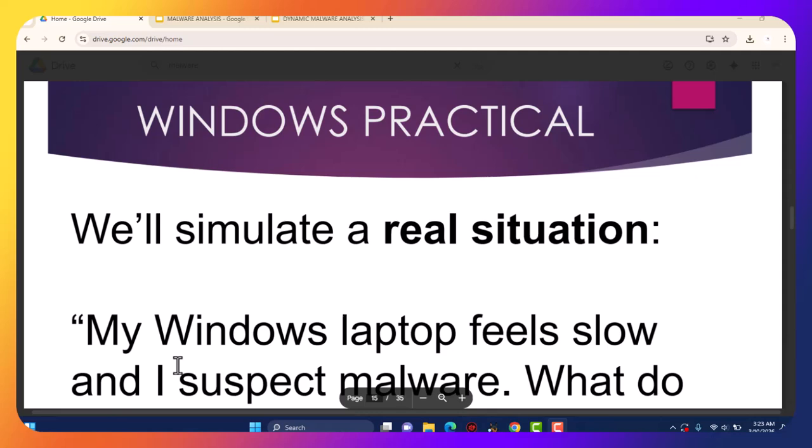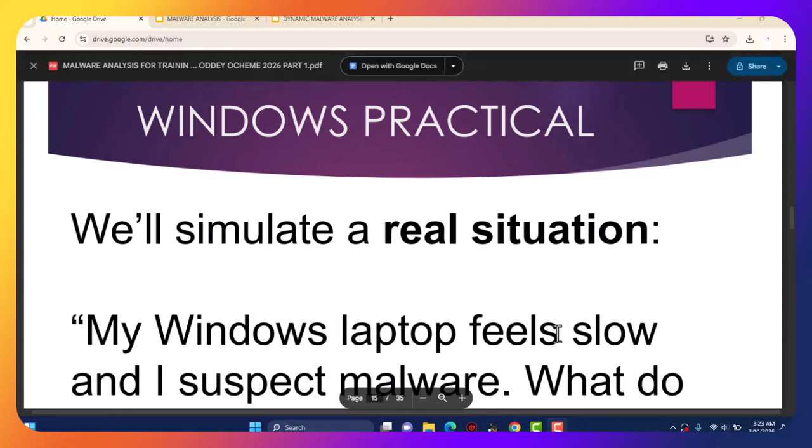So we will simulate a risk situation. Are we together? What is the scenario here? My laptop feels slow and I suspect there is malware. My laptop is slow, unnecessarily slow, and I am not running anything actually, or maybe there's not much on my laptop, but then my laptop is still slow. So what should I do?